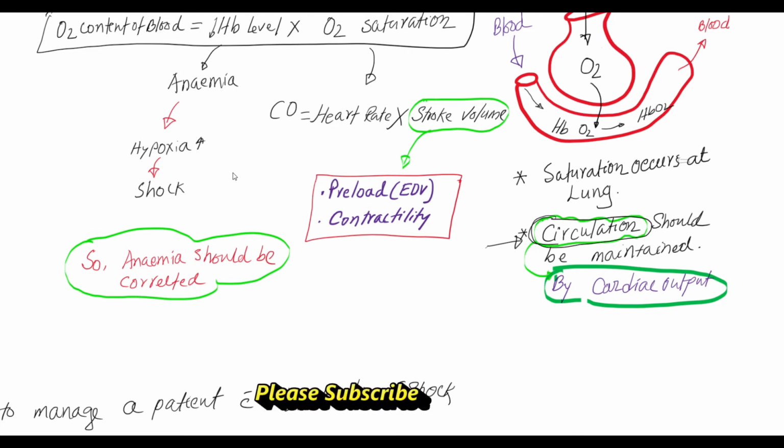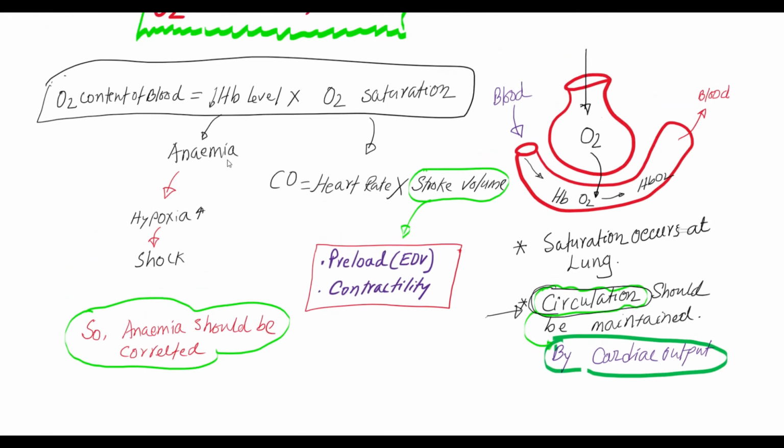How is this circulation maintained through the pulmonary bed? The answer is cardiac output. The cardiac output maintains the circulation through the pulmonary bed. Now the question is, what is cardiac output? Here, this is the cardiac output equation. Very simple. Cardiac output equals heart rate times stroke volume. Heart rate and stroke volume maintain the cardiac output, and this cardiac output maintains the oxygenation or oxygen saturation.